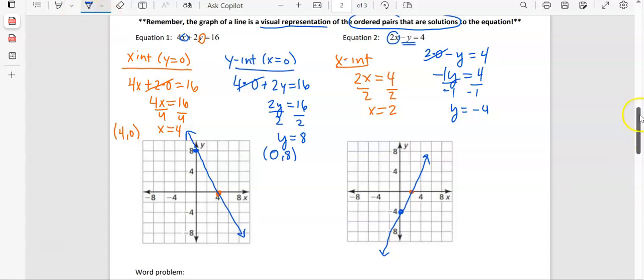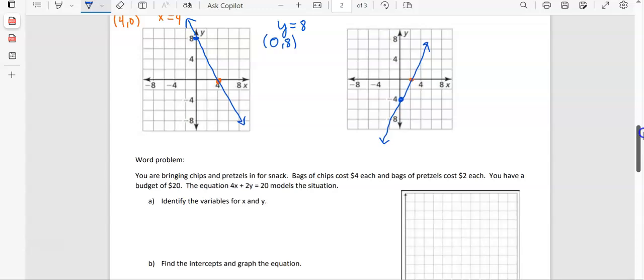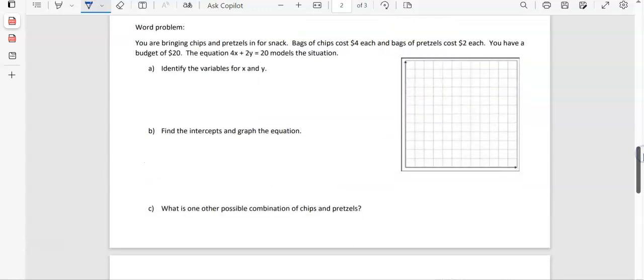So for our last part of our notes here today, we're going to take a look at a word problem. Again, we're not writing our own word problem, but I want to drive home the idea that we necessarily can't identify an independent and dependent variable here. So you're bringing chips and pretzels in for snack. Maybe it's advisory snack. Bags of chips cost $4 each, and bags of pretzels cost $2 each. And we have a budget of $20, and we want to spend all 20 bucks. So the equation 4x plus 2y equals 20 models this situation.